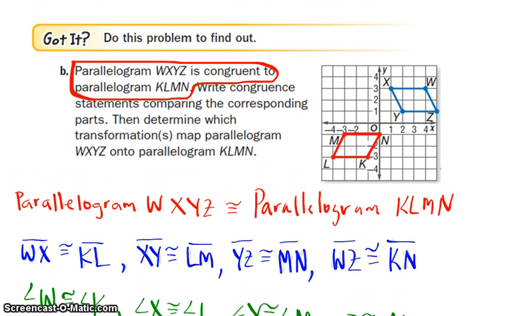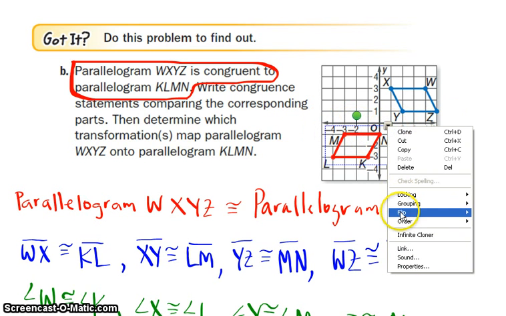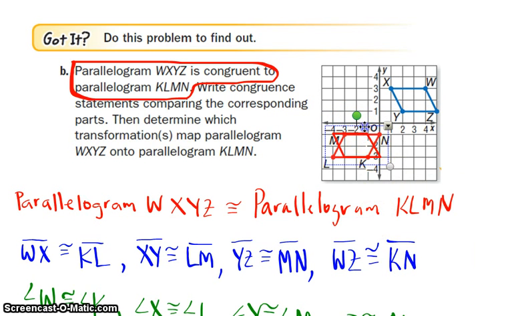Okay? So in order to get this figure mapped onto this, the first thing I'm going to have to do is reflect it across the x-axis. So let's take this and reflect it across the x-axis. When we do that reflection, it's going to look just like this. Then we're going to have to translate it. Let's see how many units we have to translate it. 1, 2, 3, 4, 5. So we had to reflect it across the x-axis and then translate it 5 units right. Those were the 2 transformations that we had to use.